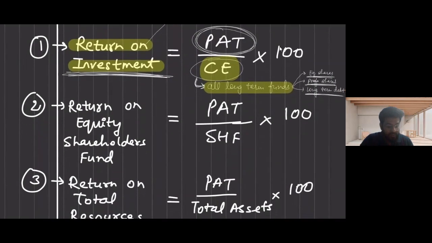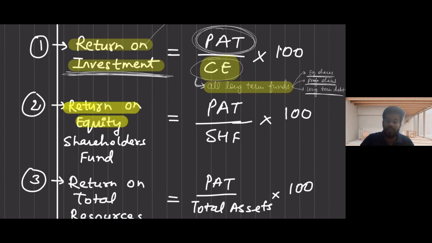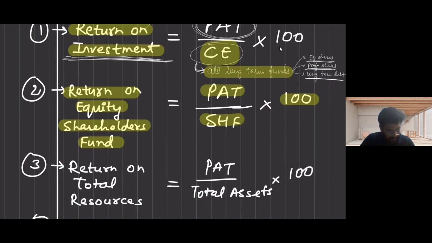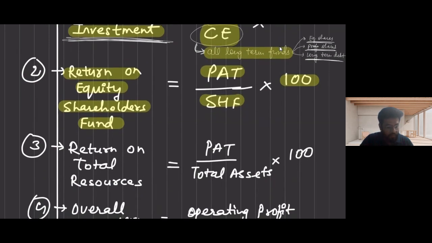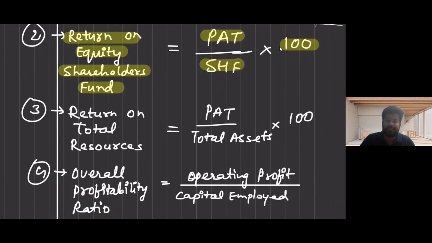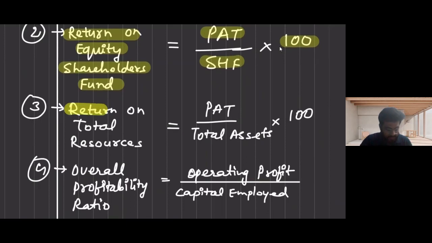When we say return to equity shareholders, now I will not include all the long-term funds. We will only include the equity shareholders' fund and compare it with my profit after tax. That is called the return on equity shareholders' funds. Moving on, I talk about return on total resources, that means total assets invested in the business. This would be profit after tax divided by total assets employed in the business, multiplied by 100. So that is the return on total resources.